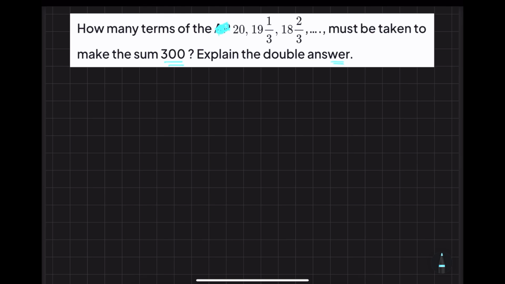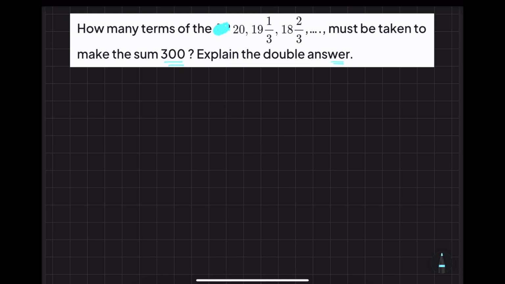Suppose that this is not an AP, it's a general question. Now they have given you some sequence, and they are saying that we are taking certain elements and the sum becomes 300. You have to tell me the number of elements, and because of this question it is assumed that you will be getting two terms whose sums will end up being 300. Why is it happening? Try to understand.